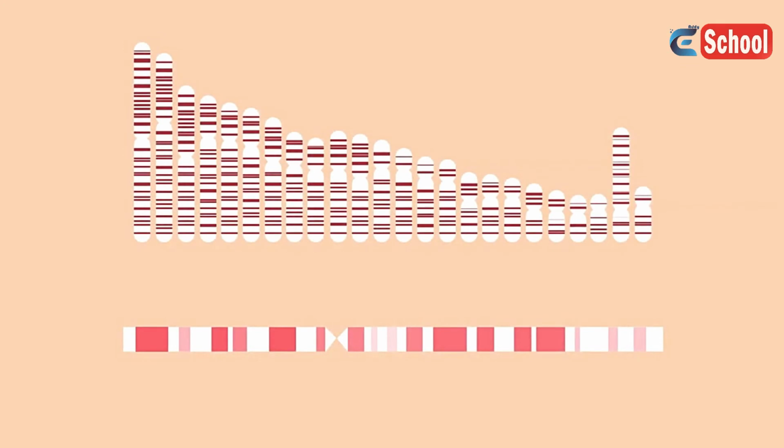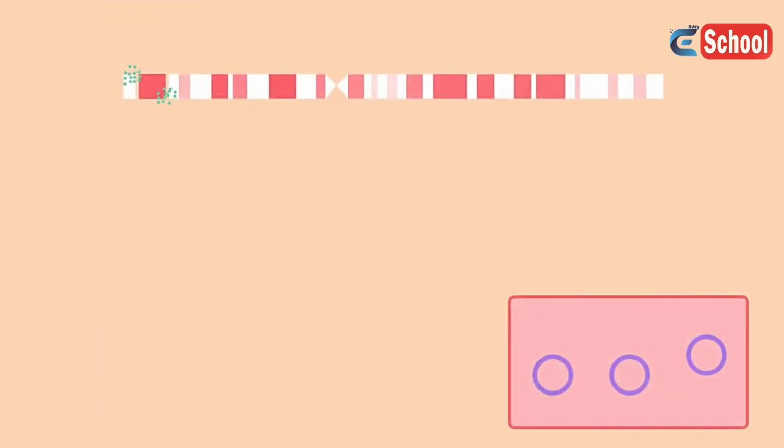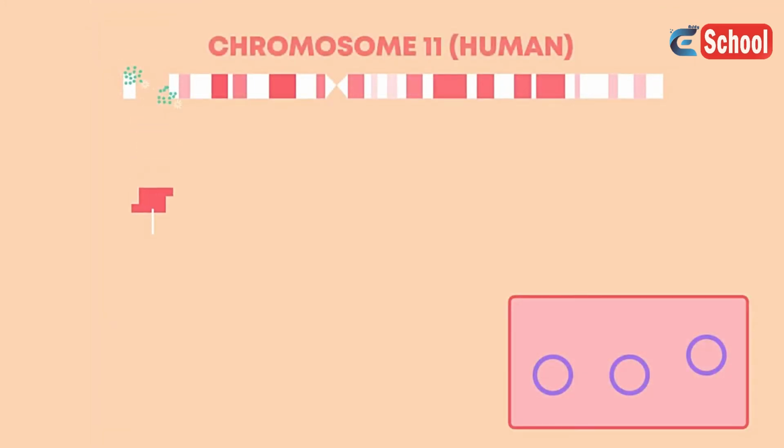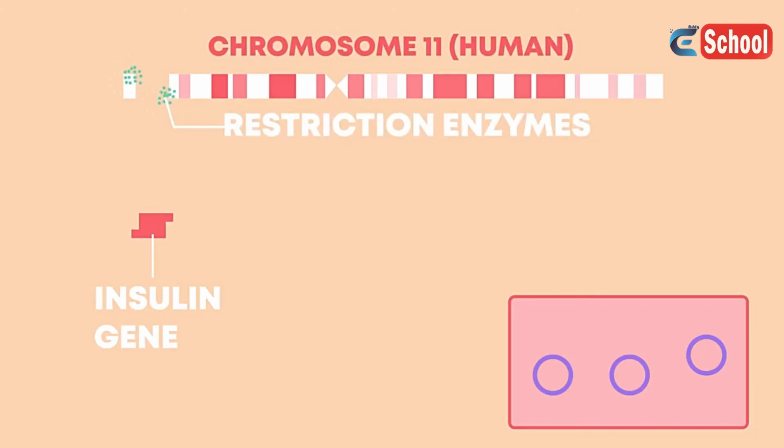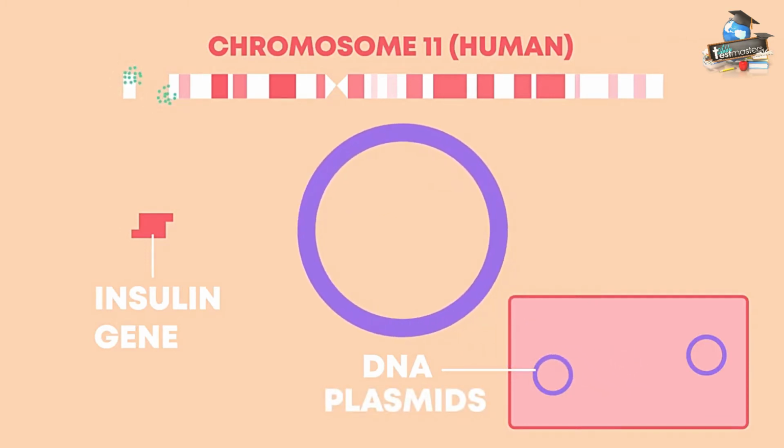The gene that codes for human insulin is found on chromosome 11 at position 15.5. The insulin gene is cut from chromosome 11 using special enzymes called restriction enzymes. Bacteria possess small circular strands of DNA floating in their cytoplasm. These strands of DNA are called plasmids. A plasmid is extracted from the bacterium cell.